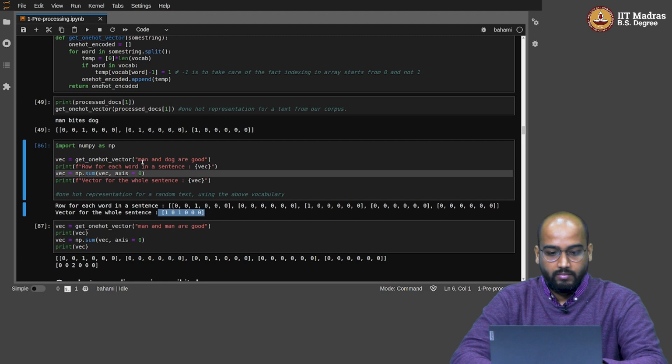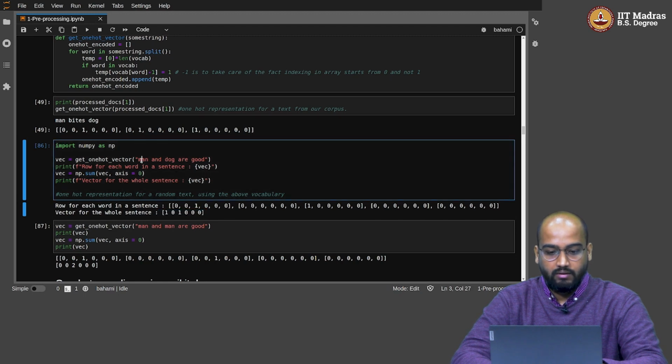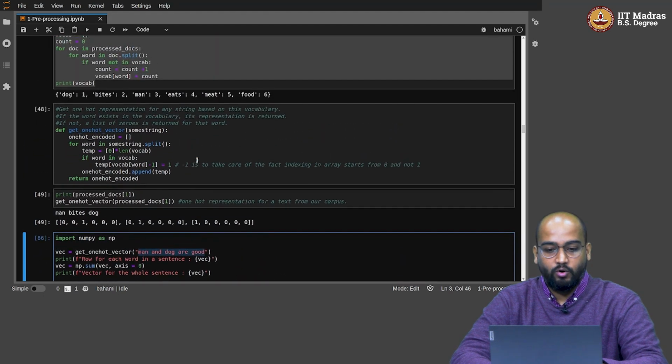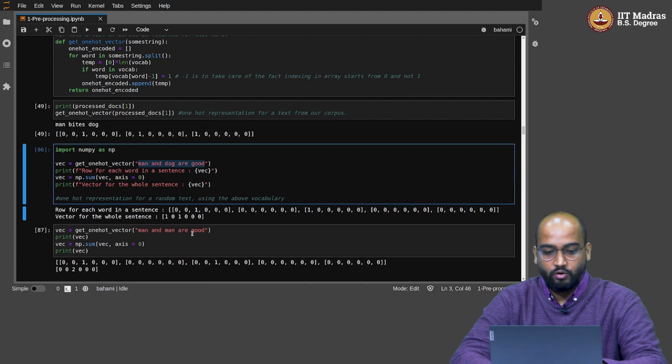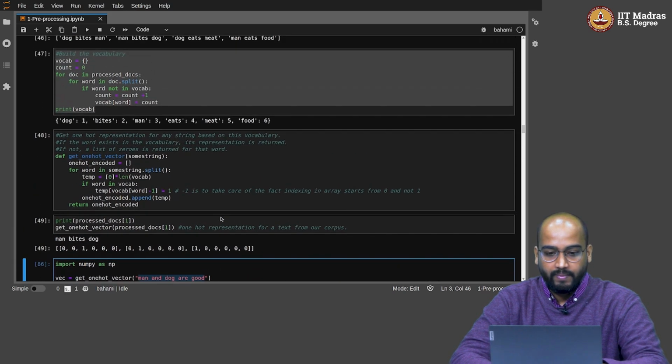All right. So the sentence here was man and dog are good. But you can see that only 2 positions are high. What happened to the word good? Again, you go back and see that these words are not there in your vocabulary at all. So there is no position to indicate them, hence they do not occur. So you need to be very careful while creating this vocabulary. It needs to take into account all the words that are there in your corpus.